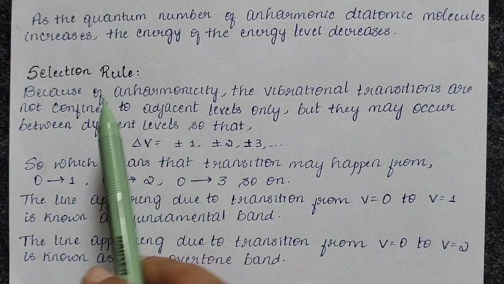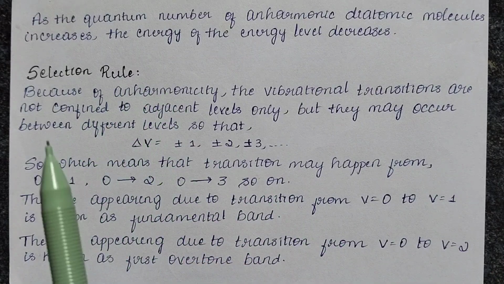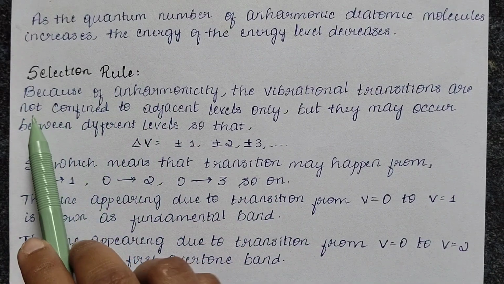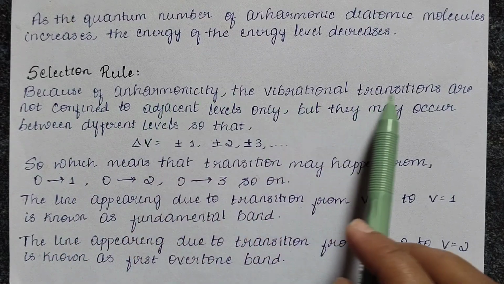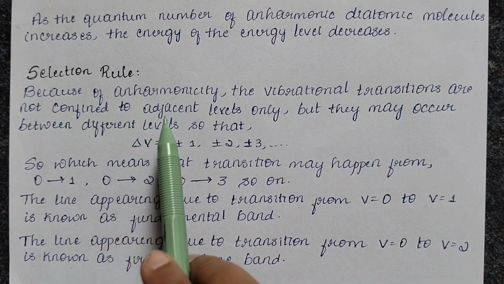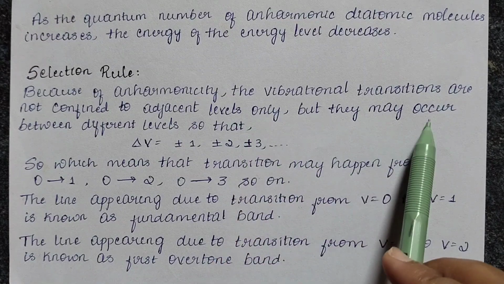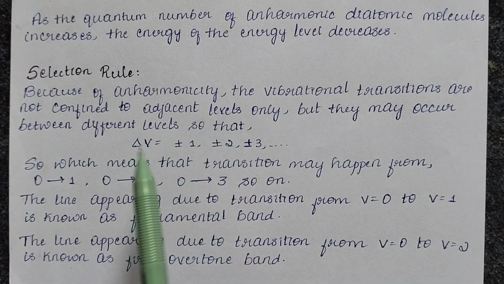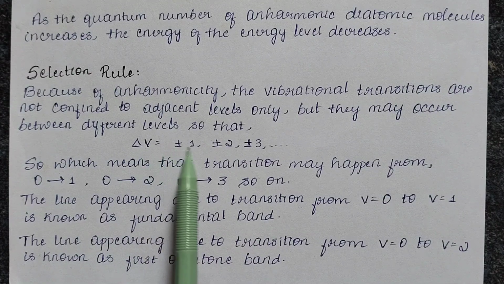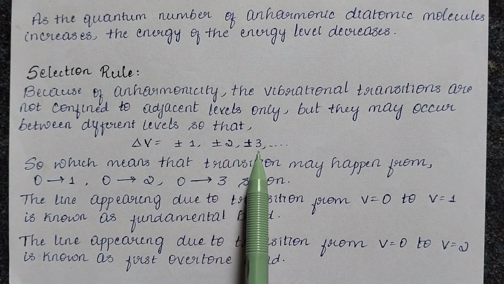Now let us see the selection rule involved in the concept of the anharmonic oscillator. Because of the anharmonicity, the vibrational transitions are not confined to the adjacent levels only, but may occur between different levels, so that delta V, the change in vibrational quantum number, can be plus or minus 1, plus or minus 2, or plus or minus 3, and so on.